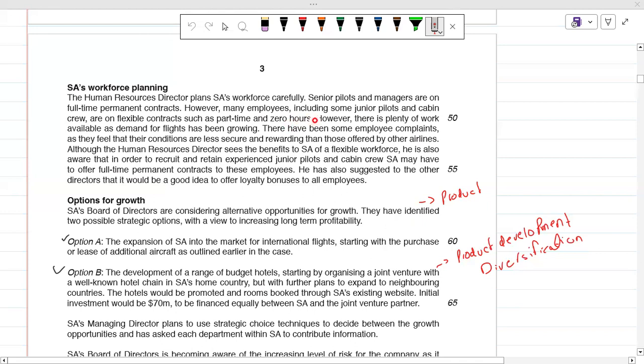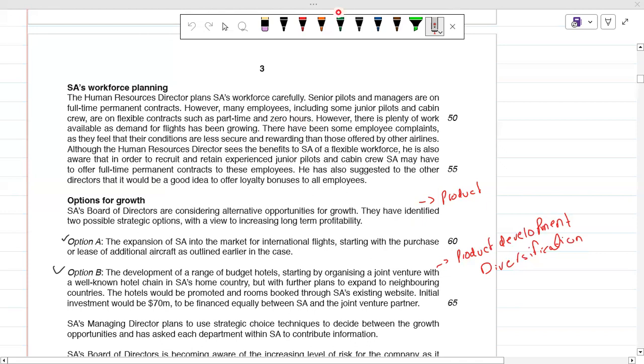Zero hours basically means that whenever SA feels they need some crew, some employees, they call employees only when they're needed. This is basically zero hours.